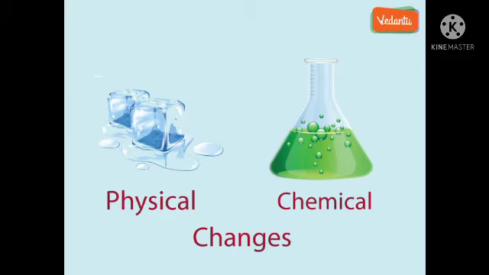Lesson number 2, physical and chemical changes. Changes occur every moment around us. In fact, we can tell that change is an integral part of our life. There are different types of changes that occur around us. In this lesson, we are going to learn different types of changes and how changes are classified. First, we are going to learn what reversible and irreversible changes are.